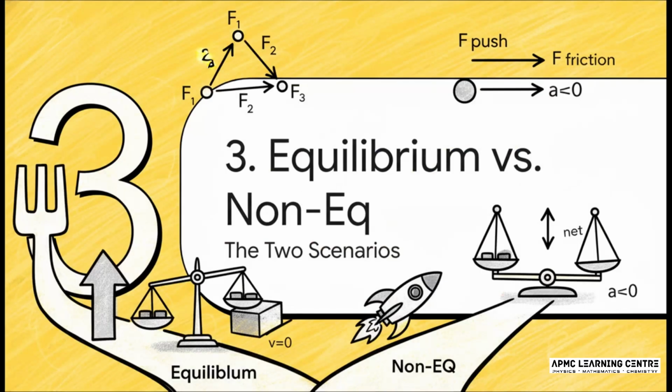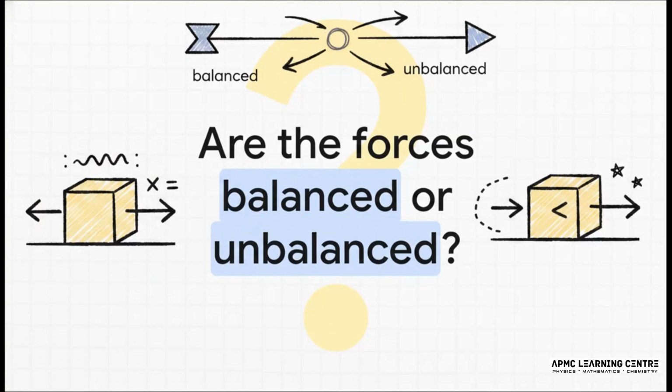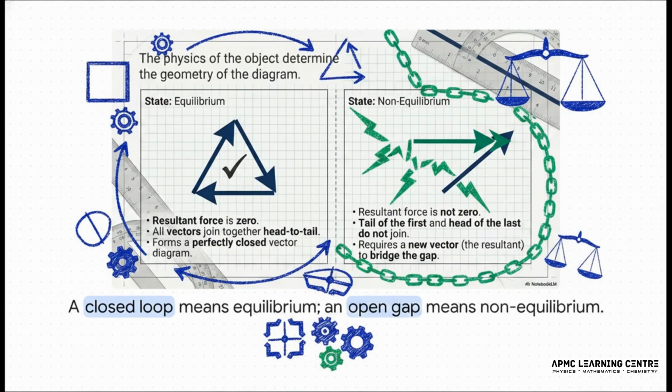Okay, so now that we've got that technique down pat, we come to the central question. This question determines what kind of drawing we even need to make. This is the big fork in the road for every single force problem out there. Before you even pick up your pencil, you have to ask this one question. Is the system balanced? Is it staying still or maybe moving at a constant speed? Or is it accelerating because the forces are all out of whack? The answer to that question dictates the entire shape of your diagram. And get this, there are only two shapes your diagram can ever make.